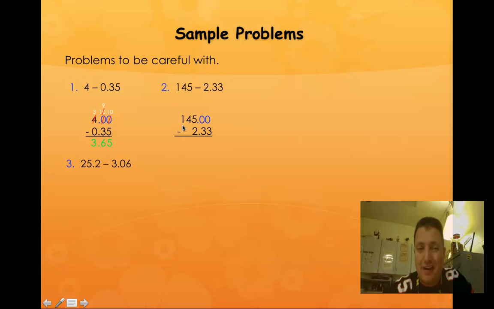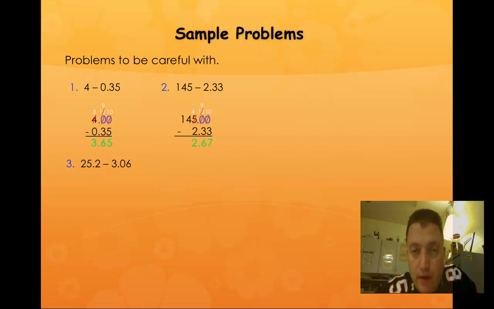Now, you don't have to go, I've got some kids who want to go all the way out here. You don't have to do that, okay? 5 is plenty large. Even after I borrow 1, there'll still be enough there to take away 2. So I'm going to borrow 1 from the 5. Make that into 4 ones. Give me my 10 dimes. I'm going to borrow one of those and make it into 10 pennies. 10 take away 3 is 7. 9 take away 3 is 6. Decimal point. 4 take away 2 is 2.